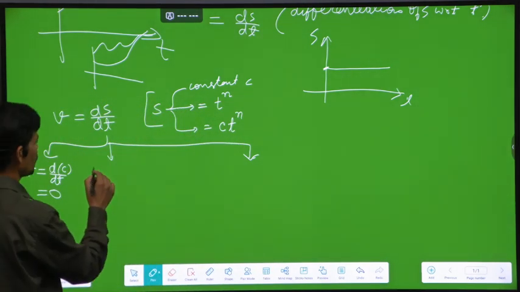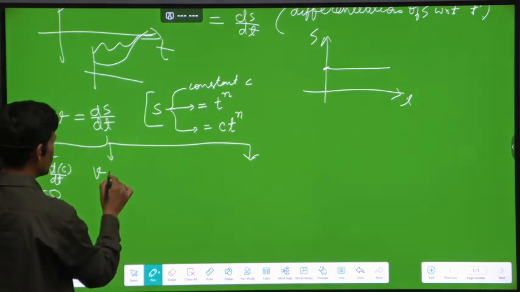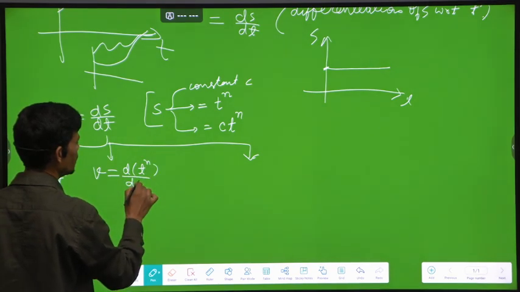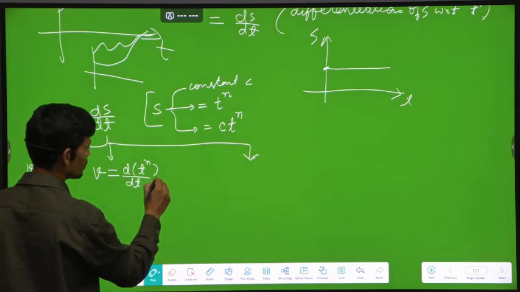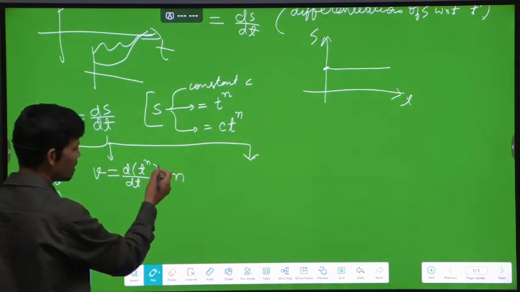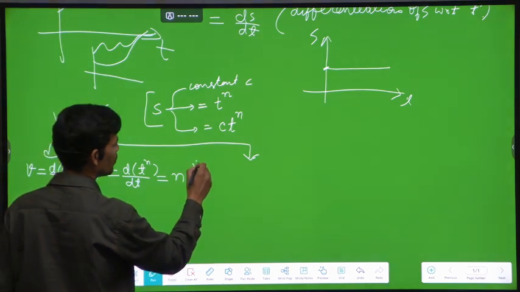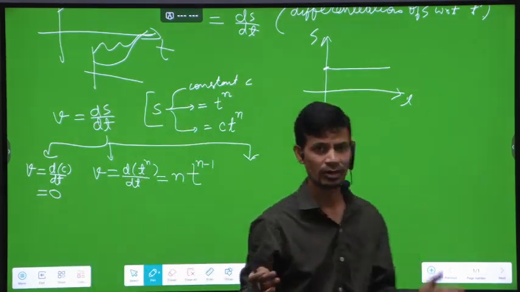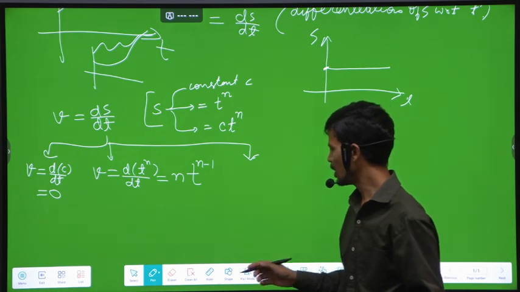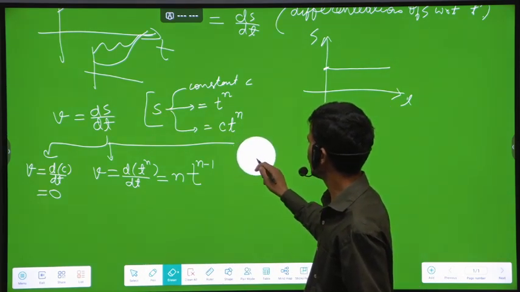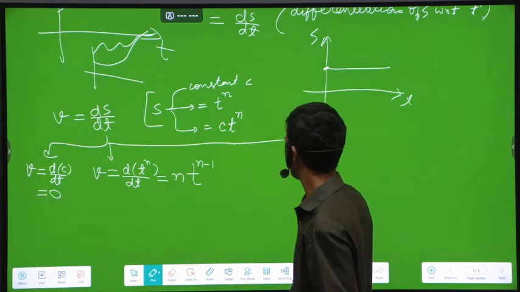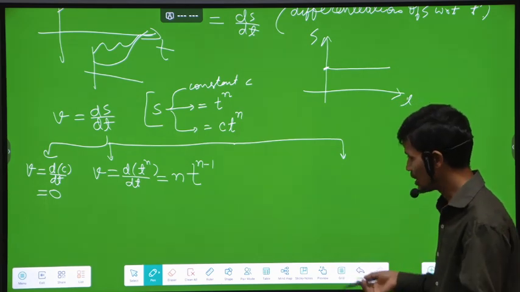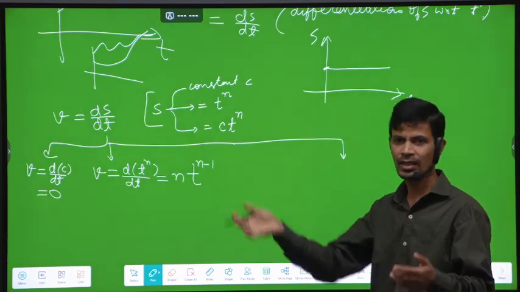Next, if S is equal to t to the power n, d of t to the power n by dt, then remember this formula. n is taken outside and t to the power n minus 1. How is it so? There is a proper derivation for this rule also, but it's not in the scope of our physics. We have been gifted this formula by mathematics and we are taking it. But if you still want, I will give its derivation in some other video.